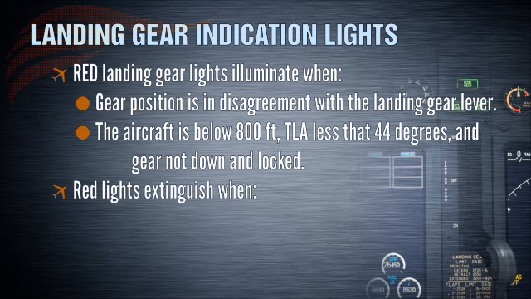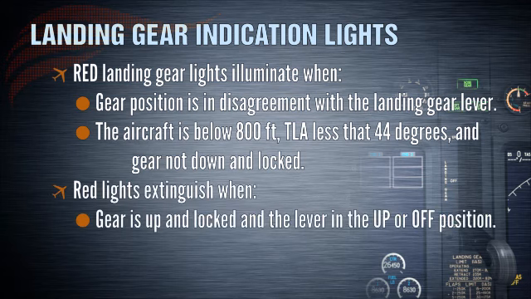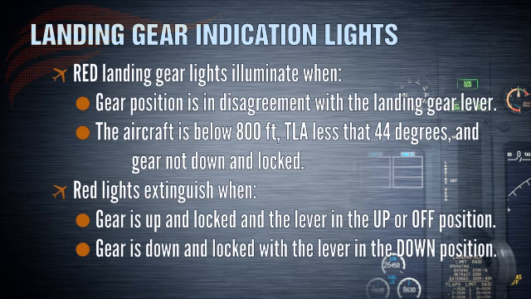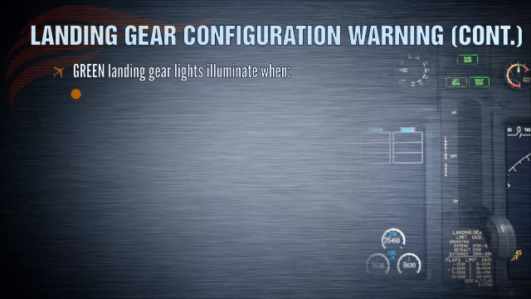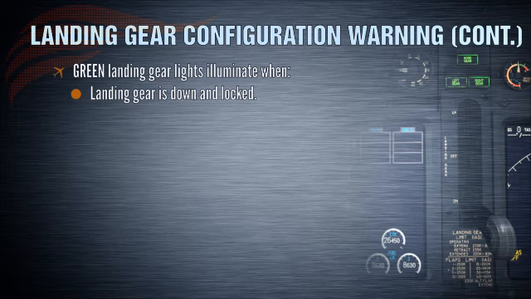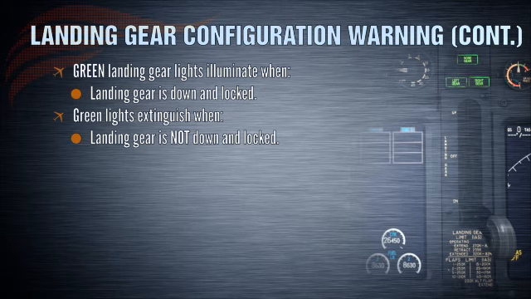The red lights extinguish with either the gear up and locked and the lever up or off, or the landing gear down and locked with the gear lever in the down position. The green lights illuminate when the related landing gear is down and locked. The green lights extinguish when the landing gear is not down and locked.